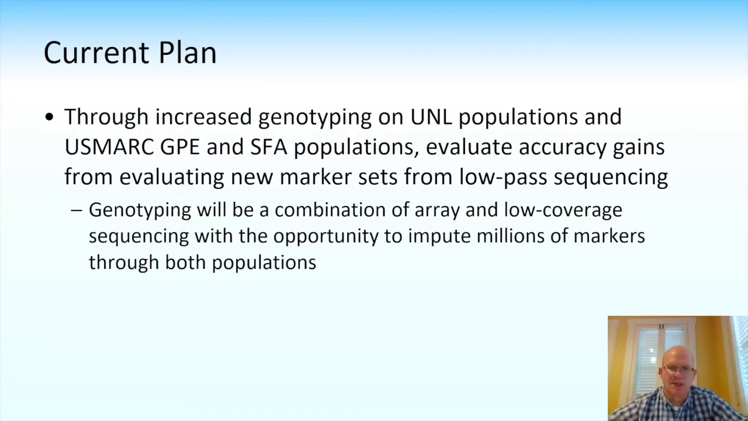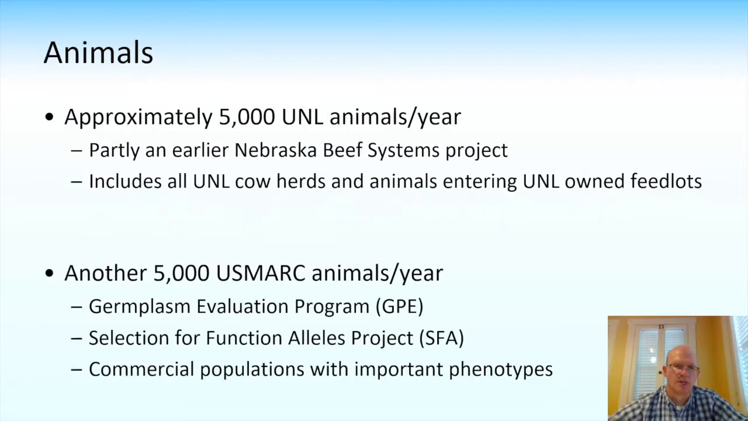And we'll be genotyping all of these populations using a combination of low-pass sequencing, which still isn't quite as cheap as buying genotyping arrays. So we're basically going to take representative animals and run them with low coverage sequencing, and then fill in the rest of the animals with a lower density array and impute low coverage sequencing polymorphisms to the whole population using standard pedigree imputation and haplotype imputation software programs.